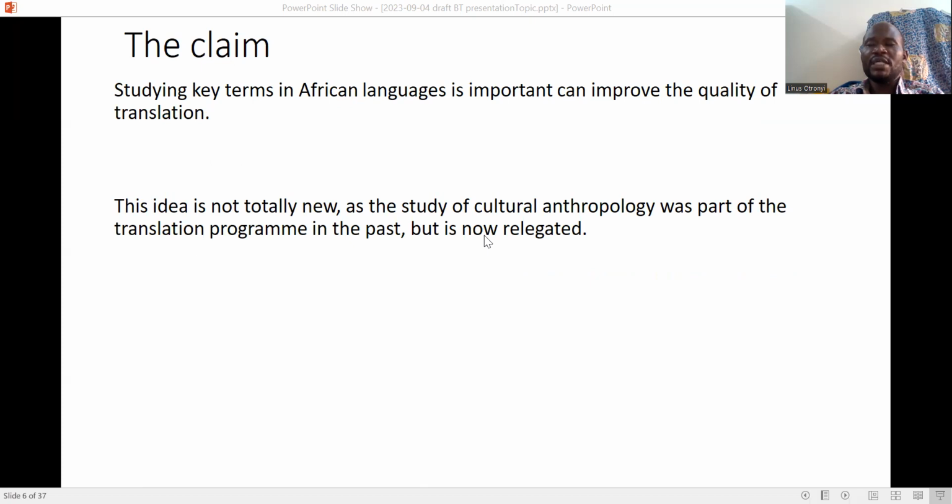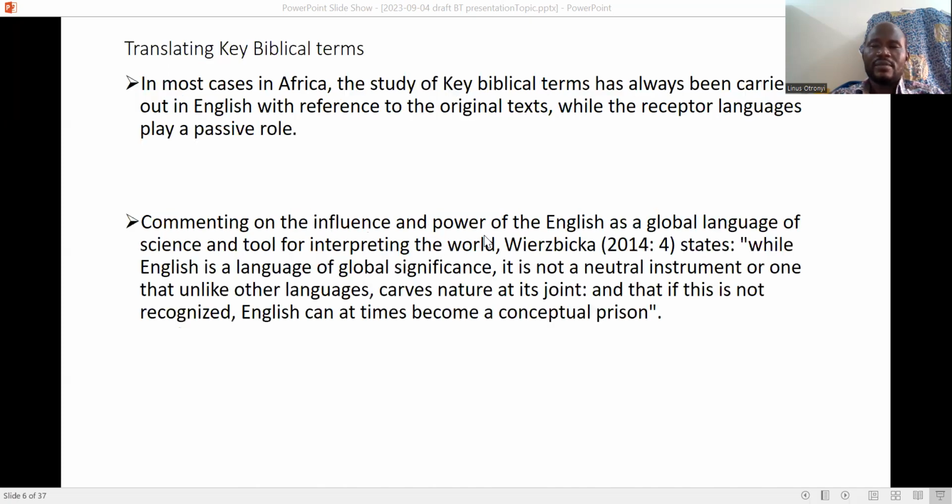We are claiming that studying key biblical terms in African languages is important and can improve the quality of Bible translation. This idea is not totally new, as the study of cultural anthropology was part of the translation program in the past, but is now relegated. In most cases in Africa, the study of key biblical terms has always been carried out in English with reference to the original text, while the receptor language plays a passive role.